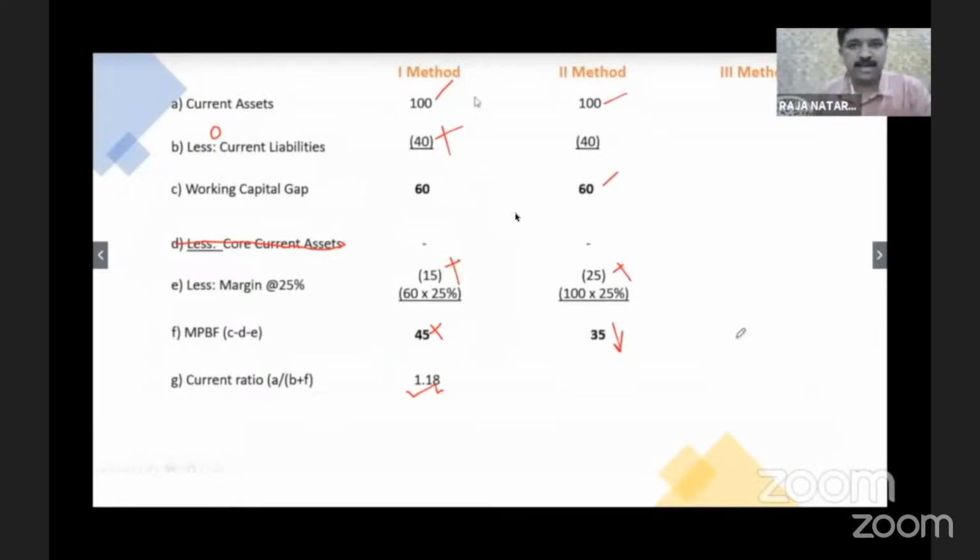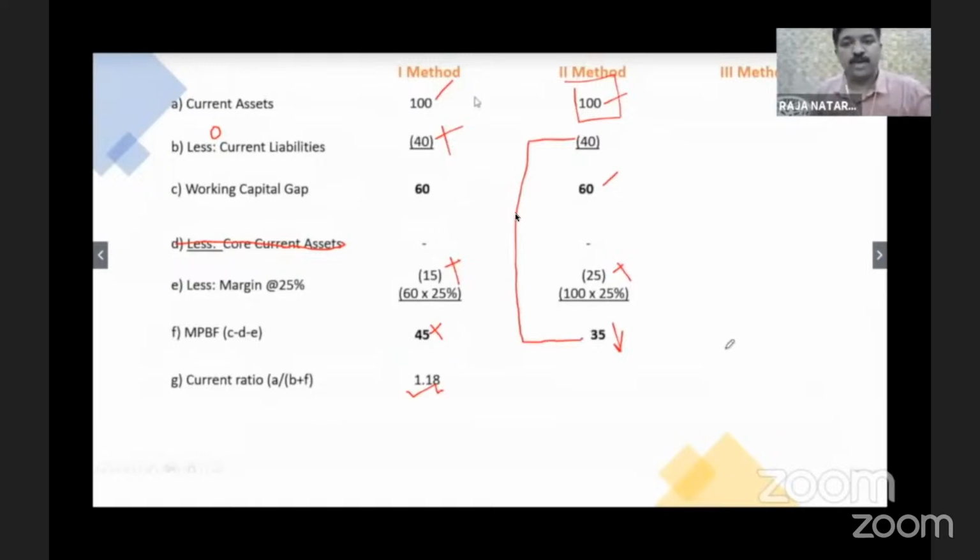Now let us calculate the current ratio. You are going to have one key learning now. What is the current ratio? Current asset by current liability. What is your current asset? It is 100. What is your current liability? It is other current liability plus bank finance. It is 40 plus 35, 75. 100 divided by 75.